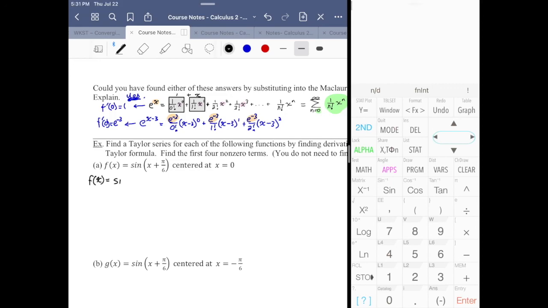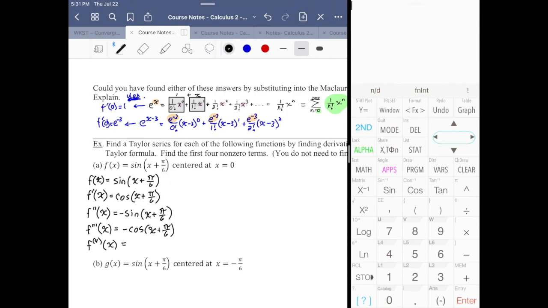sine of x plus pi over 6, I should say, because that's the correct way of saying it, has a derivative of cosine x plus pi over 6, has a derivative of negative sine of x plus pi over 6, has a next derivative as negative cosine x plus pi over 6, and then the fourth derivative gets us back to sine.